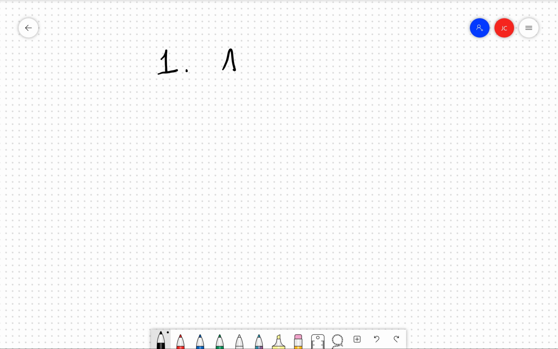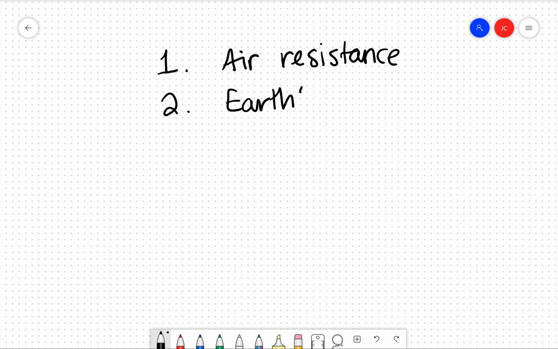The first topic is air resistance, which is something we've talked about a little bit before, but always in the context of saying how we're ignoring it. Well, today we're going to not ignore it. Secondly is Earth's gravity. Something we've definitely talked about a lot before, but we're just going to elaborate a little more on it. And thirdly, the difference between mass and weight.